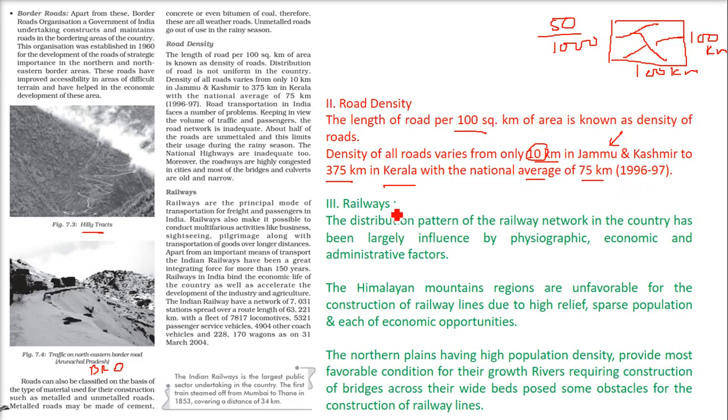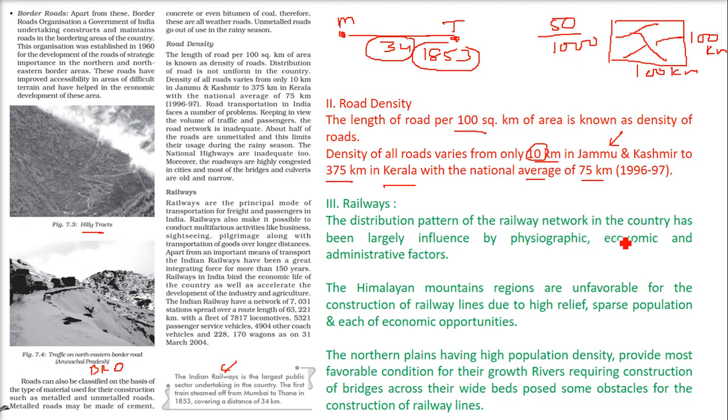Then talking about railways. Now, the Indian Railway is the largest public sector undertaking in the country, and the first train went from Mumbai to Thane, and the distance was 34 kilometers. This is always being asked; it happened in 1853. So Mumbai to Thane, first train, 34 kilometers stretch, in 1853. This is a general knowledge question, and it is normally asked.